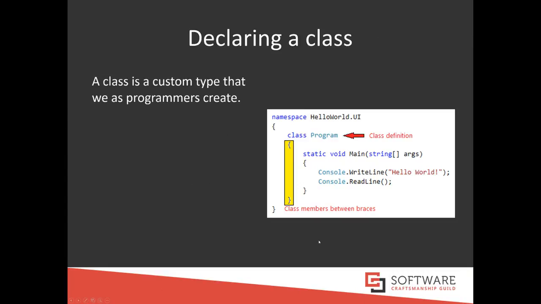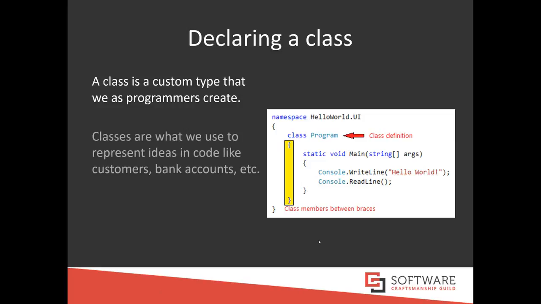A class is a custom type that we as programmers create, and it's really the foundation of object-oriented programming in C#. Get used to seeing the syntax because you are going to be creating a lot of classes as a developer. Classes are what we use to represent ideas in code. So we'll create classes for customers, bank accounts, books, authors, whatever it is that our system is intended to model will be divided into logical classes.